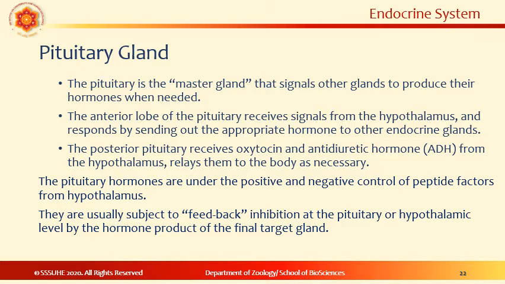The pituitary hormones are under the positive and the negative feedback from the hypothalamus peptide factors. So that's why they could be an inhibitory factor or a releasing factor. And this is usually called a feedback mechanism, and thereby the control is at the hypothalamic level, and it controls the amount of hormone that reaches the final target gland.